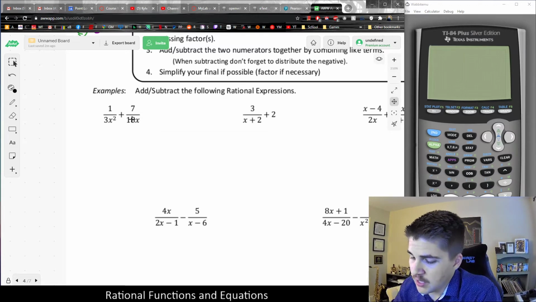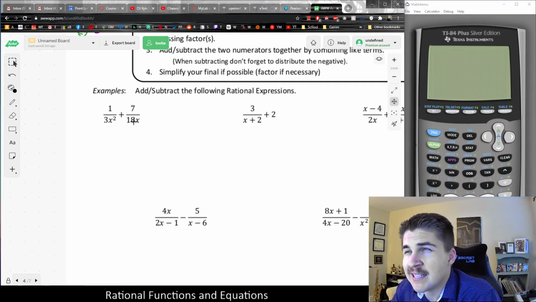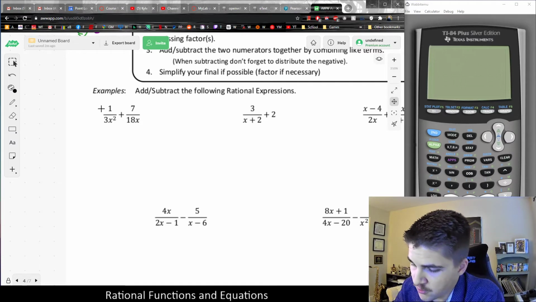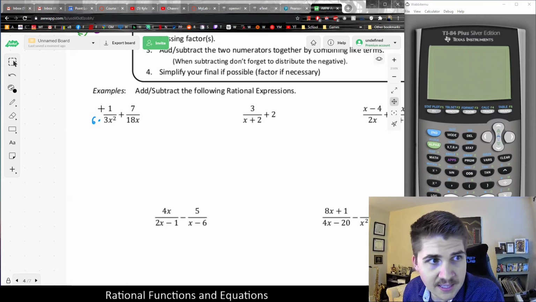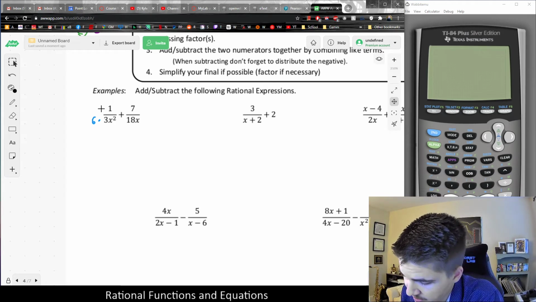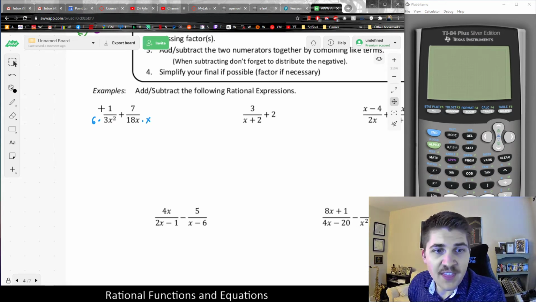So here I want to first find the LCD, but it would be 18x squared, because if I take the first one and I multiply by 6, that would give me 18, and the other one is already 18. And if I take the second one times x, that would make 18x squared. That would be the same.